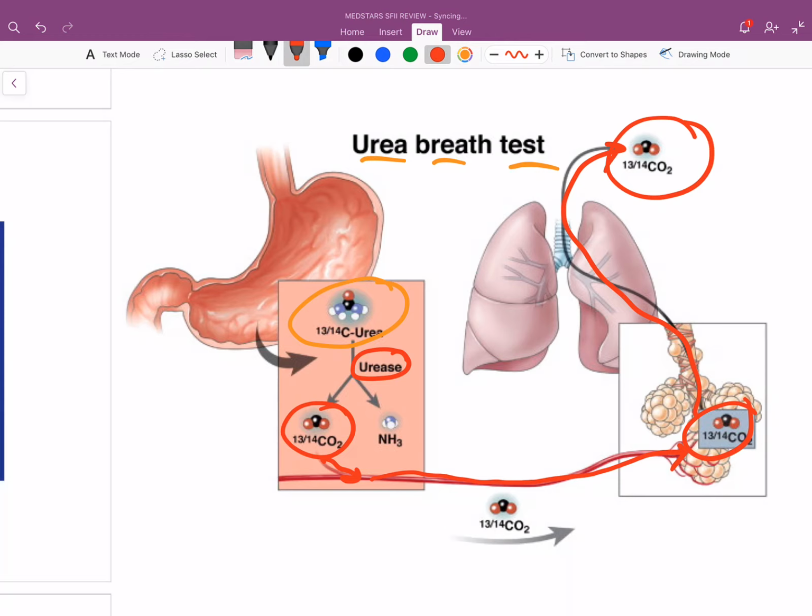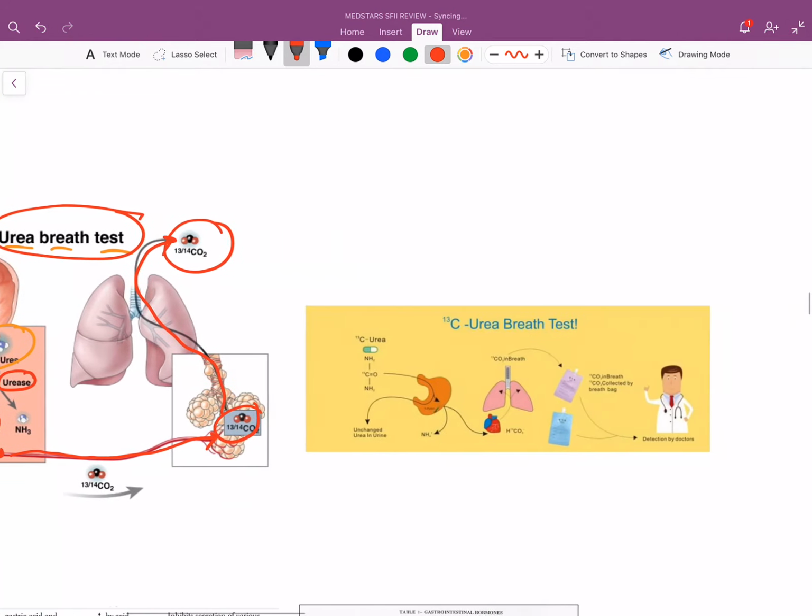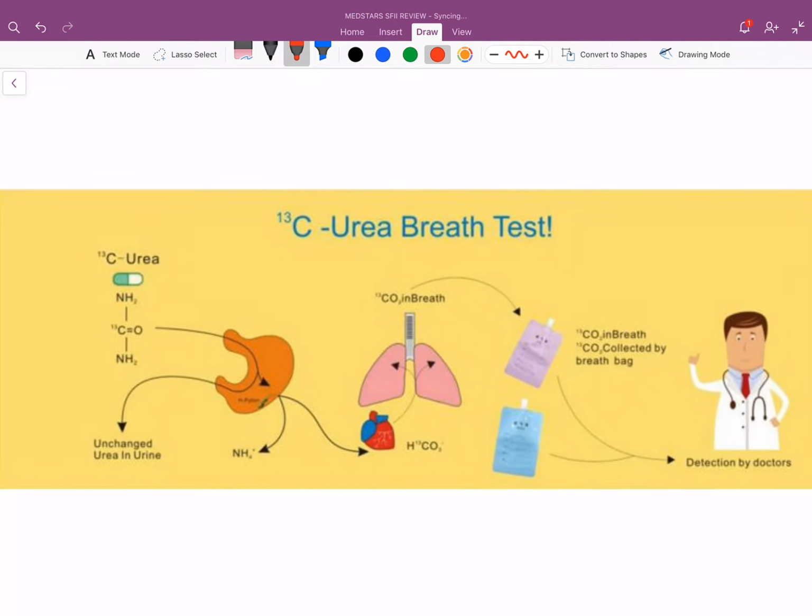And if you detect a radioactive labeled carbon dioxide in the urea breath test, that means you're positive for Helicobacter pylori infection. And here's just another quick diagram of how it works. Like I said, radioactive labeled urea is given to the patient. The Helicobacter pylori then acts on the urea and makes carbon dioxide and ammonia. The radioactive labeled carbon dioxide goes into the blood, goes to the lungs, and you breathe that out and collect it.